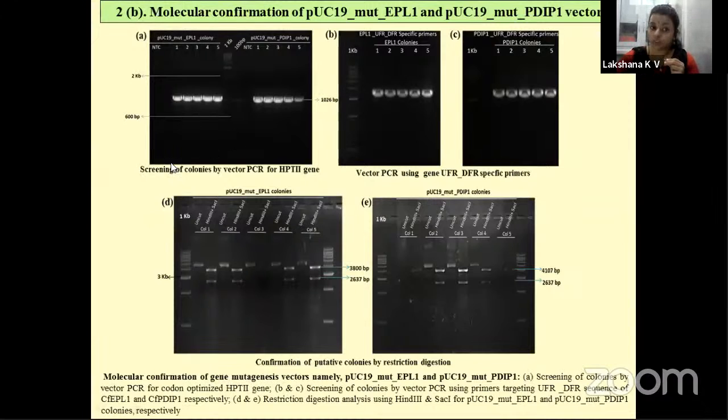Later, it was transformed into E. coli DH5 alpha competent cells, and the colonies were screened by vector PCR for hygromycin and for gene-specific upstream flanking region and downstream flanking region sequences. The colonies were confirmed by restriction digestion using HindIII and SacI.